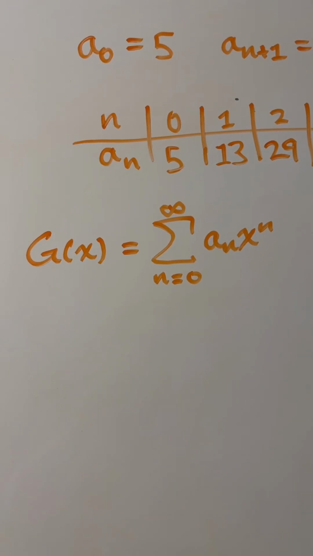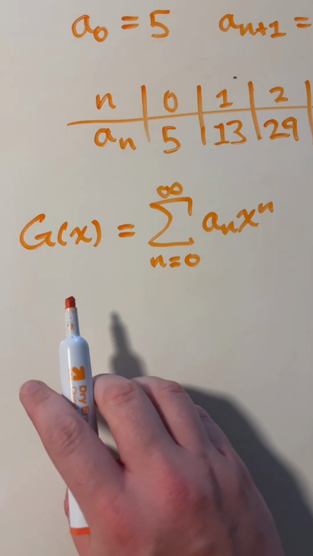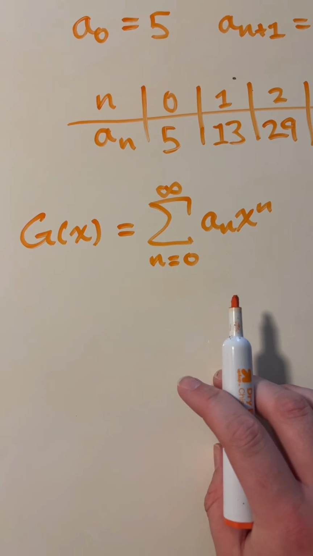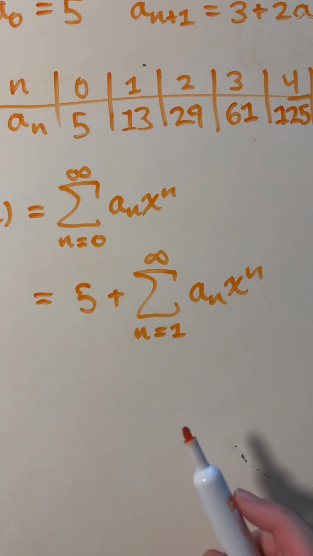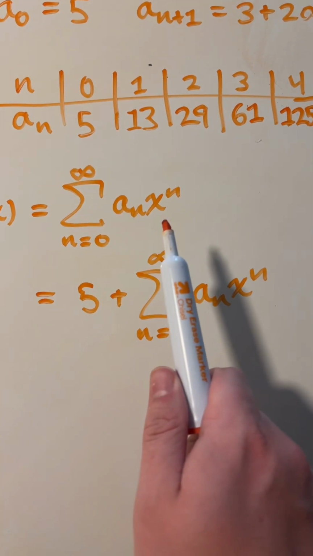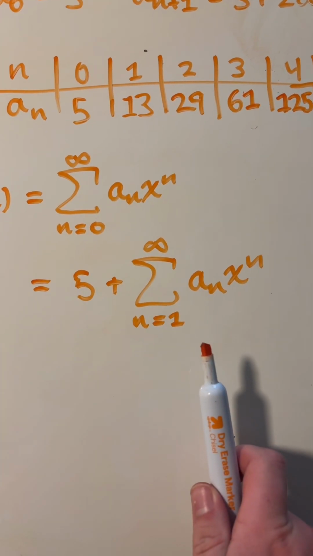Now what I want to do is find the generating function for the sequence a sub n. So what we'll do is say that g of x is equal to this power series where the coefficients are a sub n, our sequence. So the first thing I'll do here is split off the a sub 0 term because I already know that a sub 0 is 5. So I'll have 5 plus the rest of this sum.